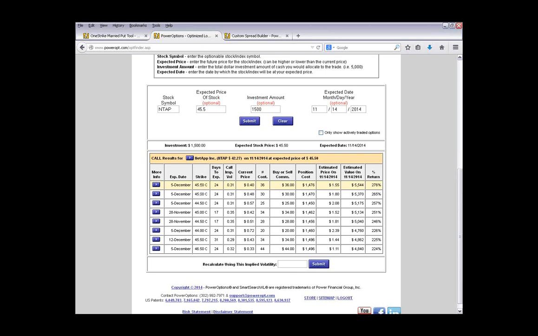But interestingly enough, if we expect to see a 3 or 4 point gain, 8 to 10% gain due to the earnings announcements on NTAP, and we expect the stock to be trading at 45.50, the highest theoretical return would come from the December 5th expiration series, the 45.50 strike call, a current price of 40 cents, and if the stock does hit our target price on our target date, the value of that option theoretically would be $1.55, and this would yield a 276% return with that positive earnings movement as well.